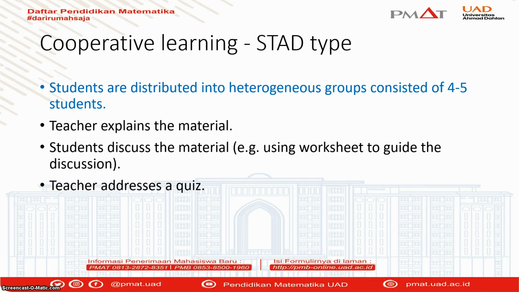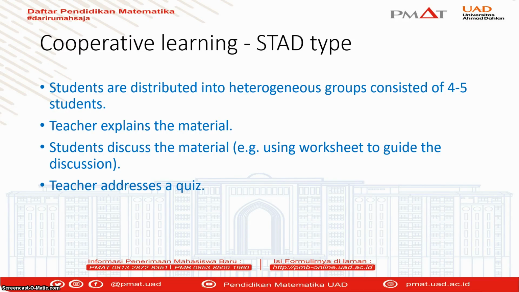To conduct the STAD type, you can first distribute the students into heterogeneous groups consisting of 4 to 5 students, and then you can explain the material. Students can discuss the material, for example, using a worksheet to guide the discussion, and after that you can give a quiz. There are only 4 simple steps of the STAD type of cooperative learning.